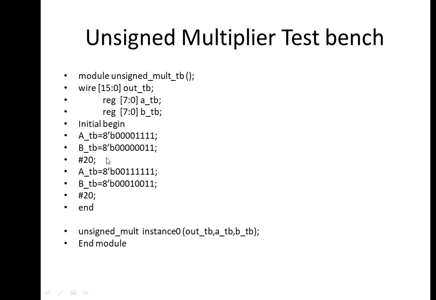Okay, so I want to give this, this value will be 20. After 20, again I am making A, B different numbers. Okay, it will be there until end. So two values I have given. You can give like that, as many as you want.